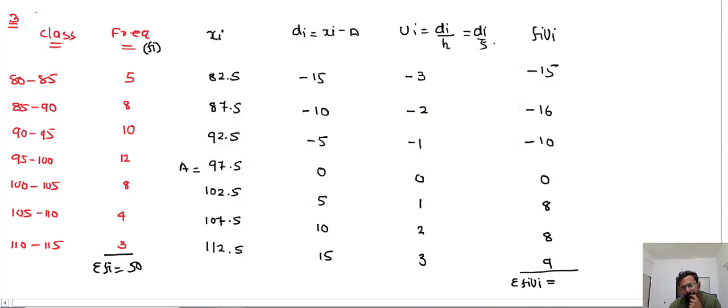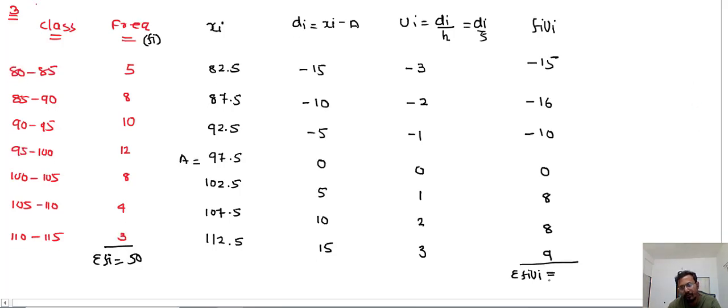Okay, the formula for mean is x bar is equal to a plus sigma f_i u_i upon sigma f_i into h. Your a is 97.5, minus 16 by 50 into h, which is 5. So 97.5 minus 16 by 10.